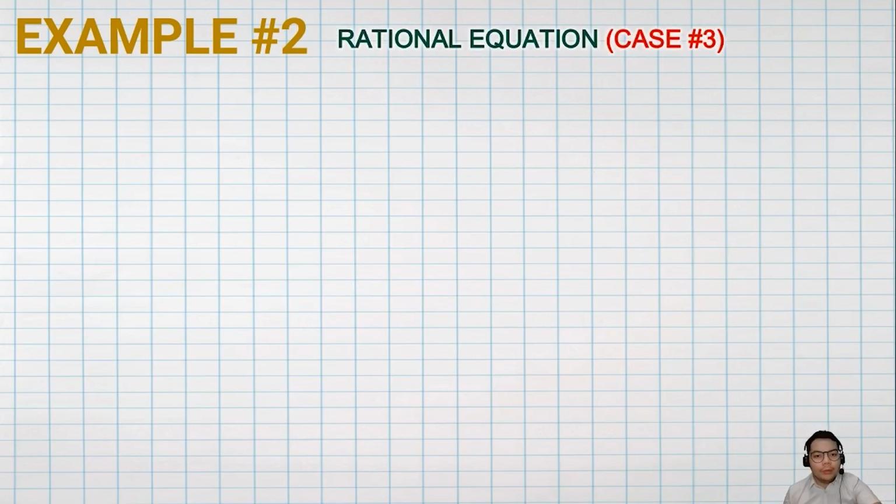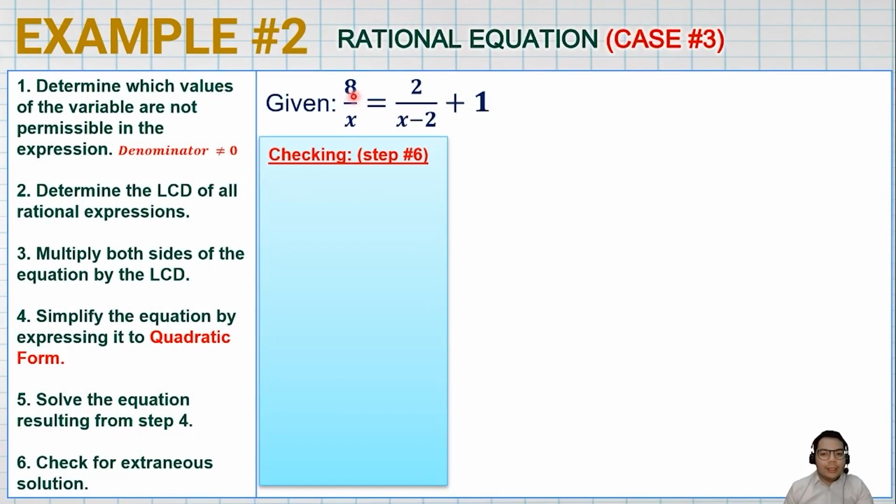So, we have example number 2, and we have a given 8 over x equal to 2 over x minus 2 plus 1. So, from here, we'll do the same following steps. So, first step, we have to determine the values of the variable that is not permissible in the expression. So, this will be the values of x here that will make this denominator be equal to 0. So, ano yung una? Siyempre, obvious na. Yung unang restriction natin dito is x should not be equal to 0. No? Kapag 0 yan, denominator mo agad ay 0. So, it will make your equation undefined.